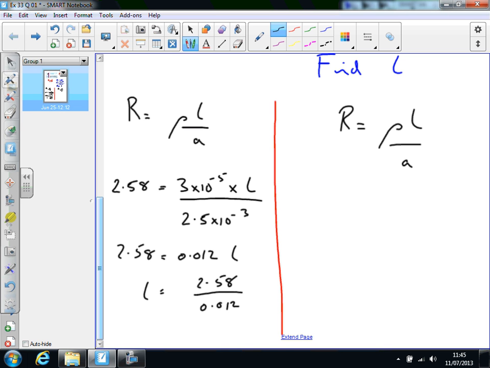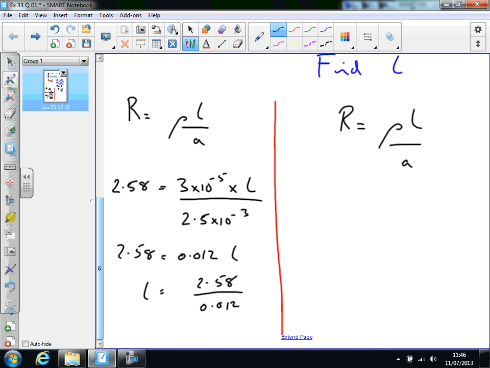The second way to do it is to leave the formula as it is. So on the right hand side here, I'm going to leave the formula as it is, R equals rho L over A, and I'm going to rearrange it. I'm after L, so I need to get rid of the rho and A. And if I look at it, it doesn't matter which order I do it in, the length has been multiplied by the density rho, so to get rid of rho, divide by rho, and L has been divided by A, so multiply by A to get rid of it.